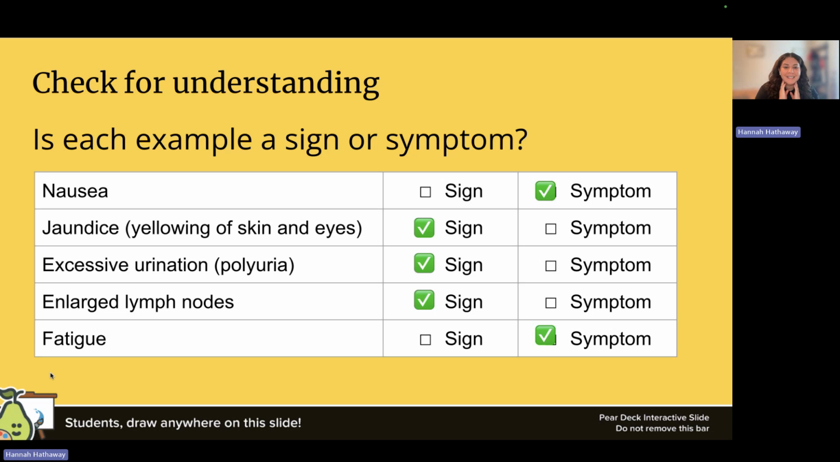Enlarged lymph nodes, once again, that's something you can palpate. That's something that you can feel as the provider, so that's a sign, whereas fatigue, that is something that the patient reports, so that would be a symptom. Okay, so that's our first set of vocabulary terms, sign versus symptom. We will use these terms every single week.